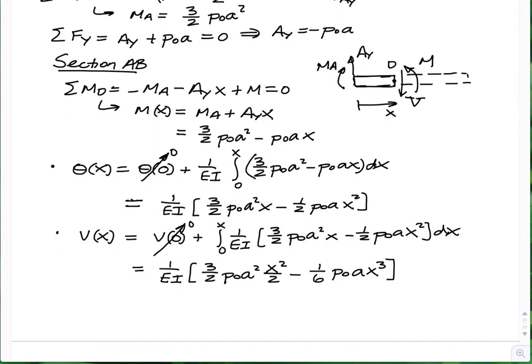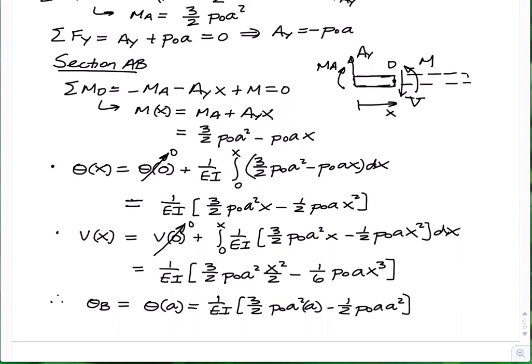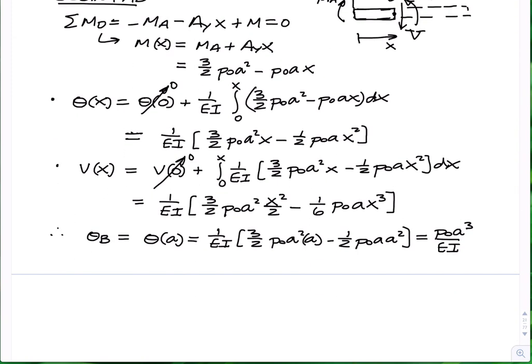So two things I'm going to write down. One is the slope of the deflection there at B. That's theta evaluated at x equal to A. So that's going to be 1 over EI, 3 halves P naught A squared times x equal to A, minus 1/2 P naught A squared. So that gives us a value there of P naught A cubed over EI. 3 halves minus a half there gives us 1.